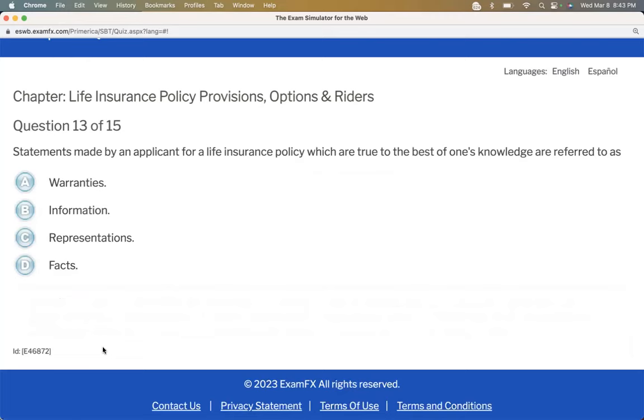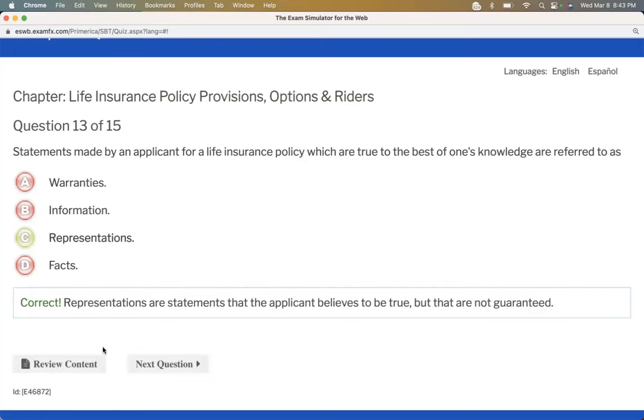Statements made by an applicant for a life insurance policy which are true to the best of one's knowledge are referred to as representation, C. That's just the vocabulary word you have to master.